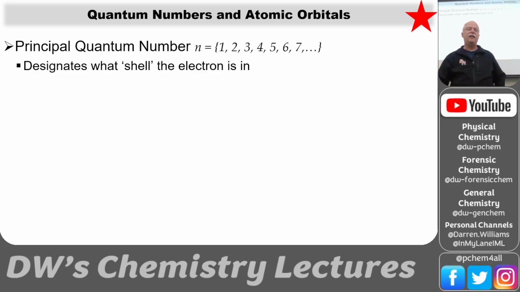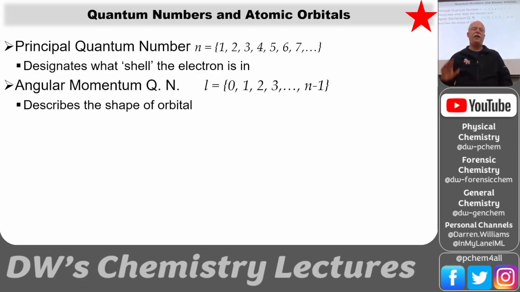Okay, this decides what shell it's in. So you have the 1 shell, the 2 shell, the 3, the 4, the 5, etc. So that's the shell. Then you have the angular momentum quantum number, and this is the shape of the orbital as you go around in longitude and latitude. L starts at 0. Okay? But it's bound, meaning it has a maximum value of n minus 1. So it can start at 0, and if n is 1, so you're in the 1 shell, that's all you've got for L, because 0 happens to be n minus 1. But then if n is 2, then you can go from 0 to 1 in L.